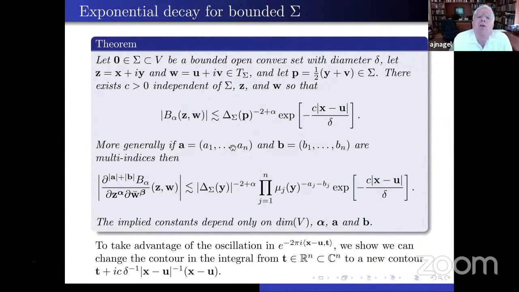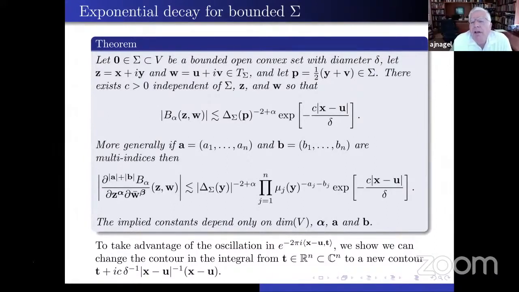Now let's talk about exponential decay. Now I want to assume that my set sigma is bounded. Of course, I don't expect exponential decay in general. The simplest example of that is the upper half space, where the Bergman kernel is given by 1 over (z minus w bar) squared, so there's no exponential decay at all.